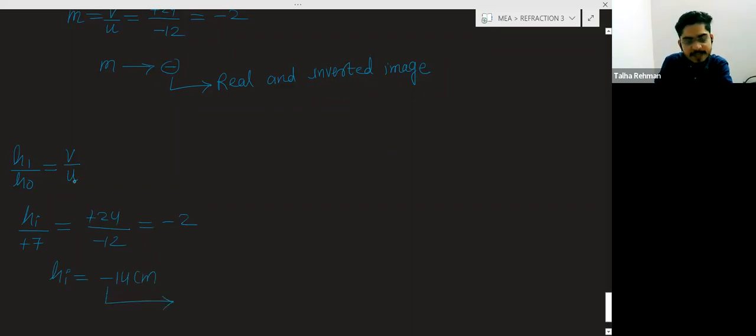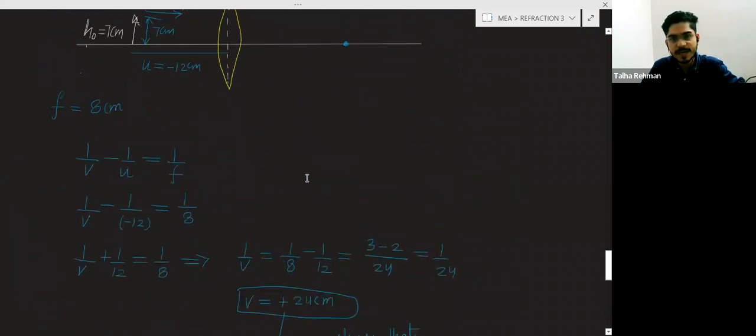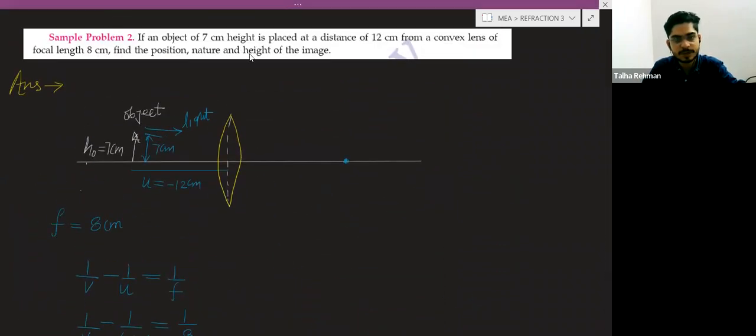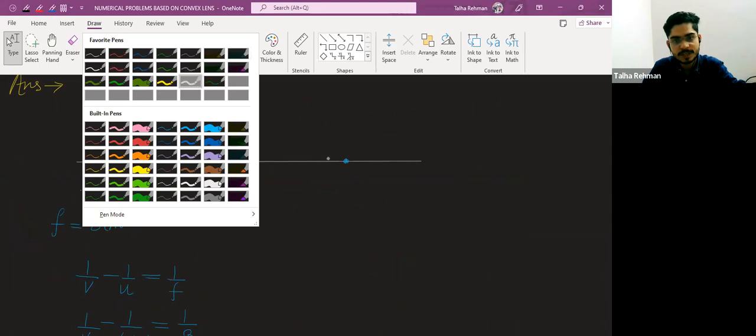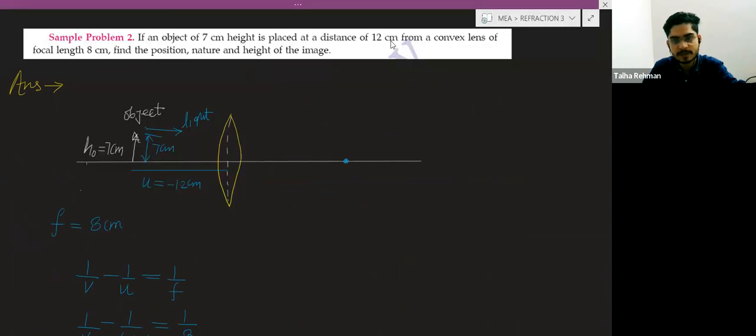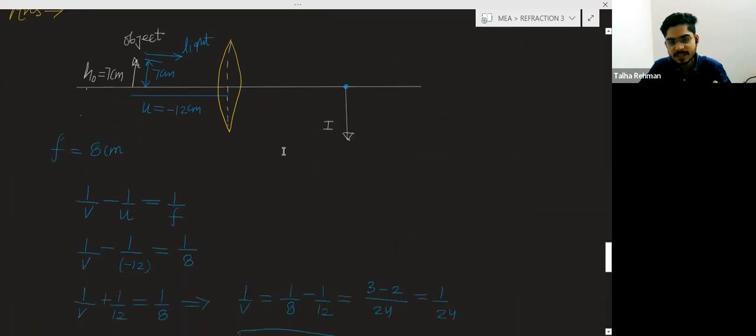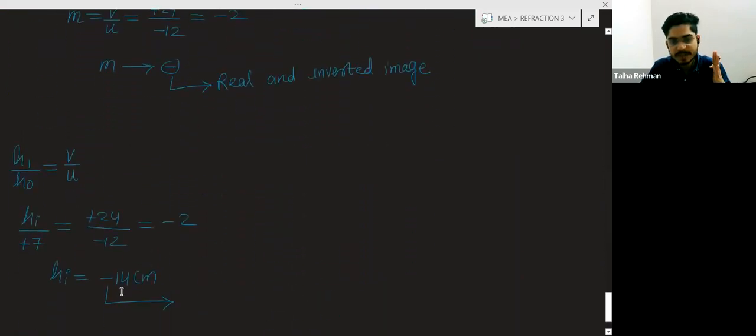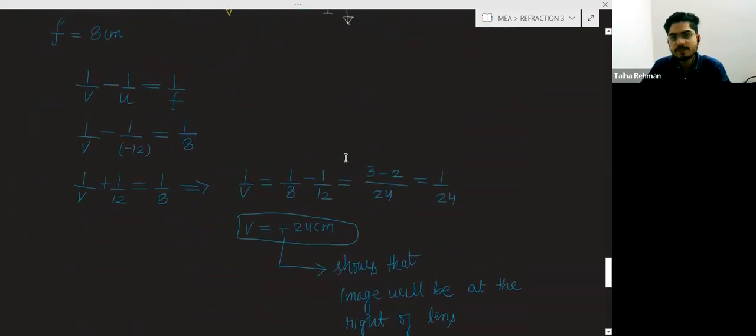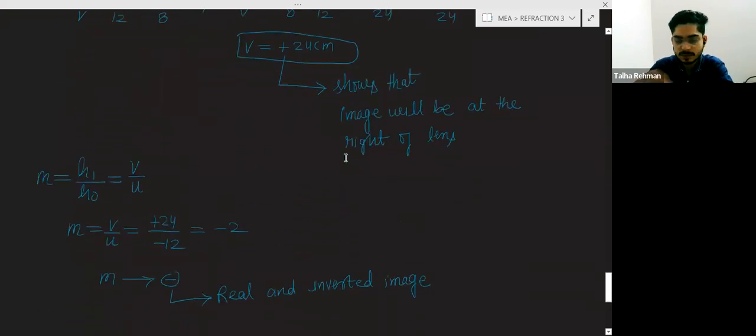So height of the image you will have is minus 14 centimeter. And here in the height, the negative sign shows that your image will be like this, as I am showing here. Below the principal axis, your image will form. The negative height of the image means the image will be below the principal axis.